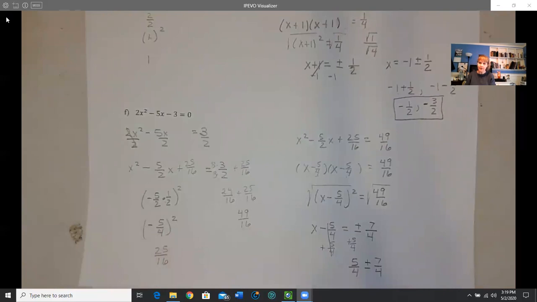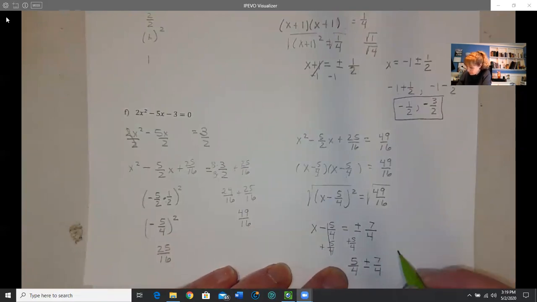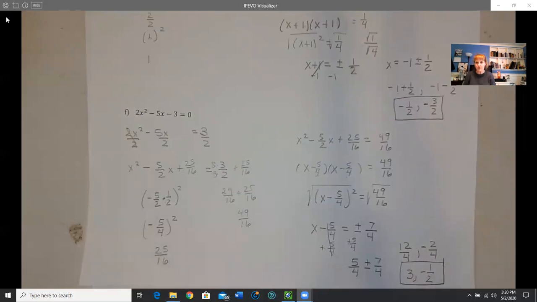Common denominator, that's pretty nice. So we take 5/4 plus 7/4 is 12/4. 5/4 minus 7/4 is a minus 2/4. So in other words, you add the numerators because the denominators are the same, and then you subtract the numerators because the denominators are the same. 12/4 is 3. -2/4 is a -1/2. And there's your solution.